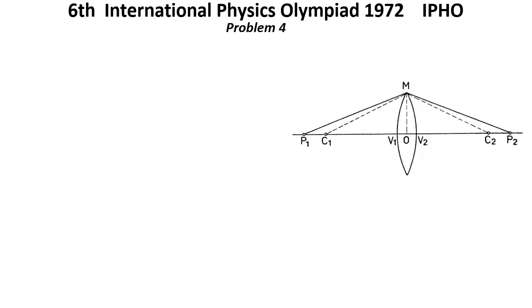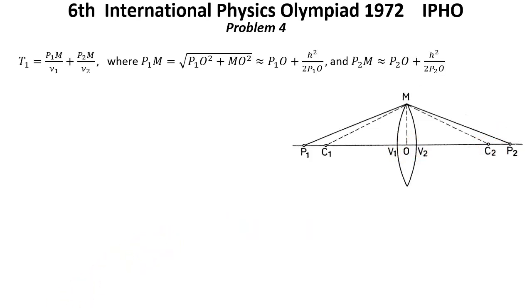Solution for problem number 4. Part A. From the Fermat principle, it results that the time the light takes to arrive from point P1 to point P2 is not dependent on the way. In the Gauss approximation, P1 and P2 are conjugated points. Time T1 is the time the light travels the optical way P1, V1, O, V2, P2.